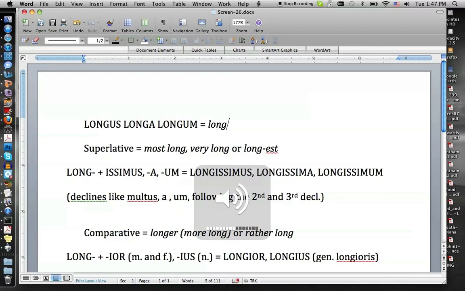The comparative and superlative degrees of the adjective. For the moment you have studied the positive degree of the adjective, which is to say the adjective just expressing how something is, like this book is long. Long is the positive degree of the adjective. And you have studied the adjective longus, longa, longum. Today we are going to study also the superlative and comparative degrees.